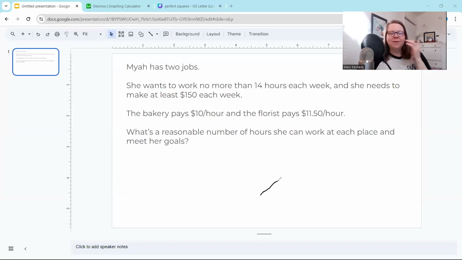Hey guys, let's take a look at this question where we are using inequalities. This is a system of inequalities. So let's see if we can make sense of it. And we're going to use Desmos as part of the process.